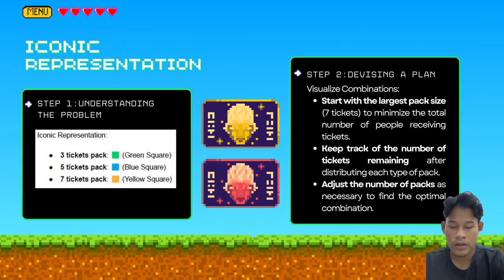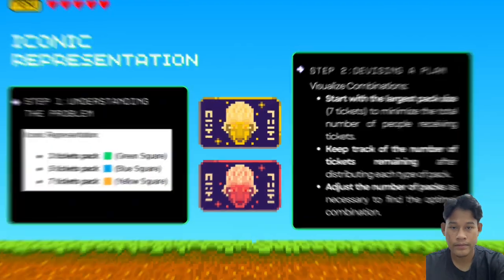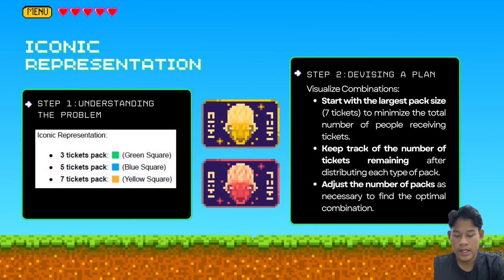As we can know, we have 365 tickets to distribute equally. So then we represent all the types of tickets, which is 3, 5, and 7, by colors of squares. So for the 3 ticket pack, we use a green square. For the 5 ticket pack, we use a blue square, and for the 7 ticket pack, we use a yellow square. So we move to step 2, which is devising a plan.